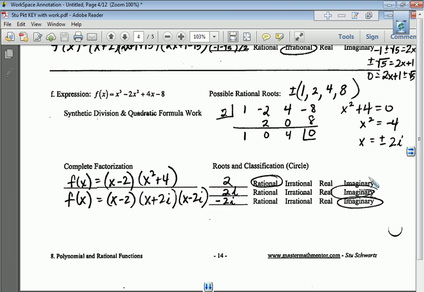Okay, F. These are our possible rational roots. We can see from our graph that 2 is a root. So we use 2 on synthetic division. It leaves us with x squared plus 4. Easiest way to solve this one, move the 4 over, take the square root of both sides, and you get x equals plus or minus 2i. So here is factored form, but here's the complete linear factorization, where we divide x squared plus 4 into (x plus 2i) and (x minus 2i).